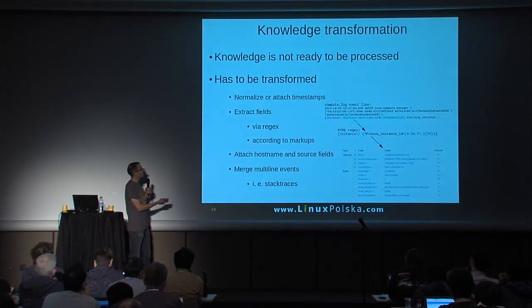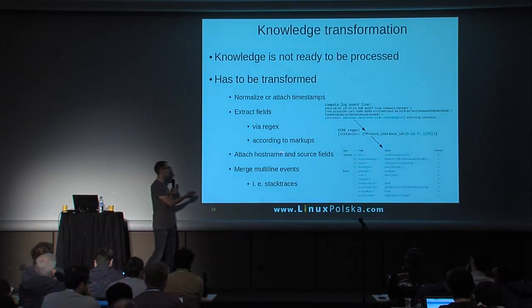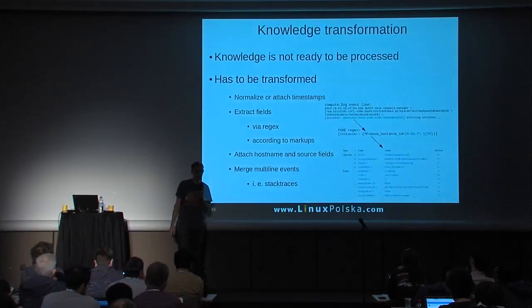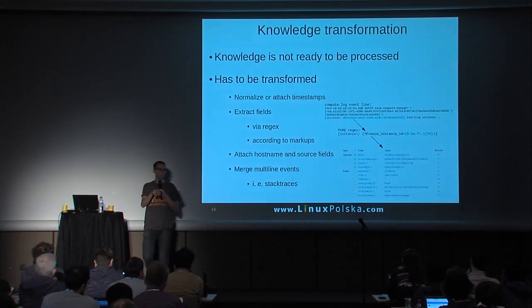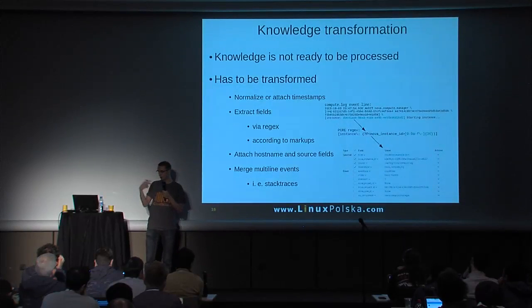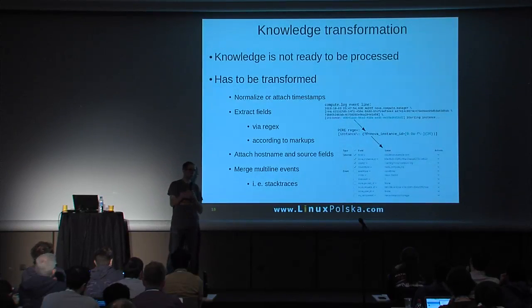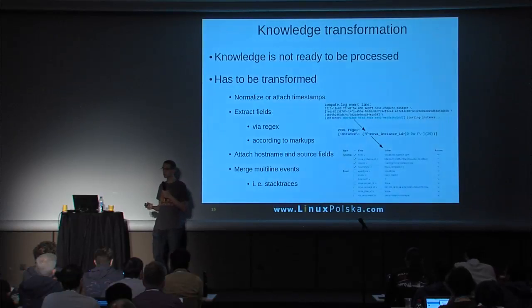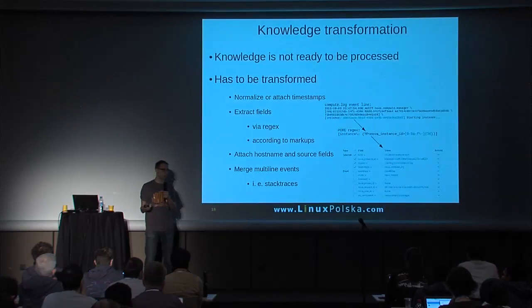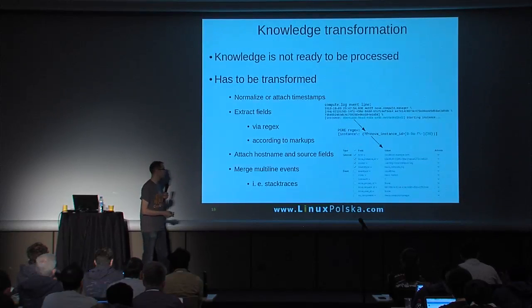Okay, another step of transformation is attaching the host name and source fields. We need to know from what point of our infrastructure events come. And about the source, the source can be script execution, and it could be some kind of file, and so on.